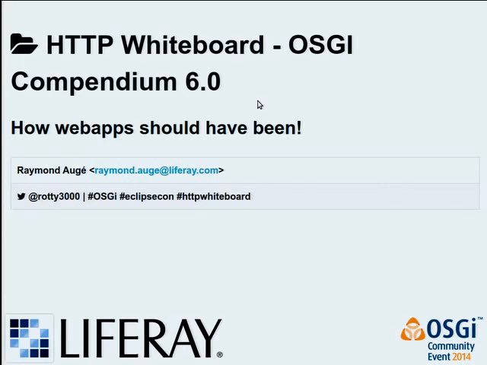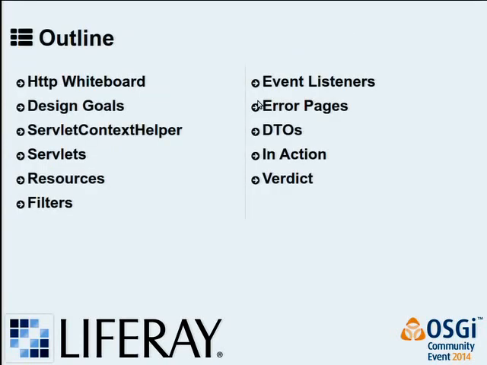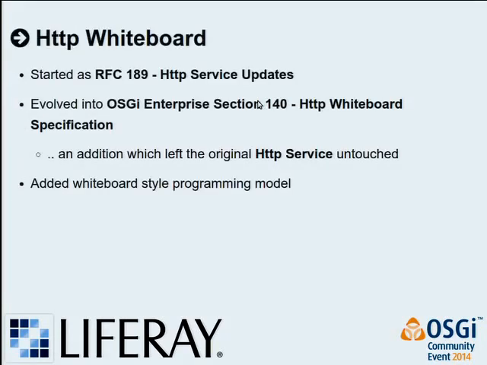And hopefully I'll be able to show you one of the new things that's coming out for Compendium at Enterprise R6. And it's the new and improved HTTP support from OSGi. And the specification is the HTTP Whiteboard. And I think it's how web apps should have been built in the first place. So this is a brief outline of what I'm going to go through, but I'll just dive right in.